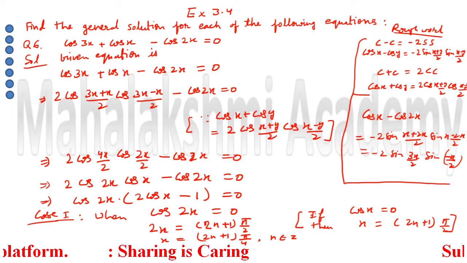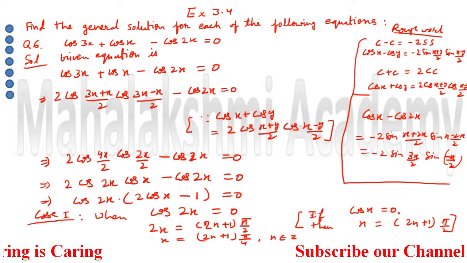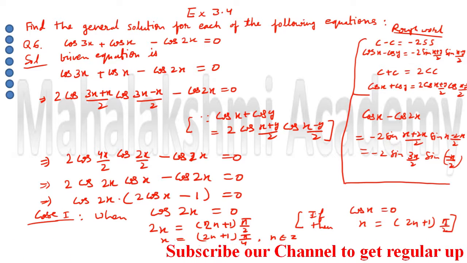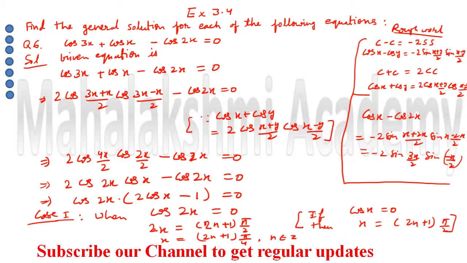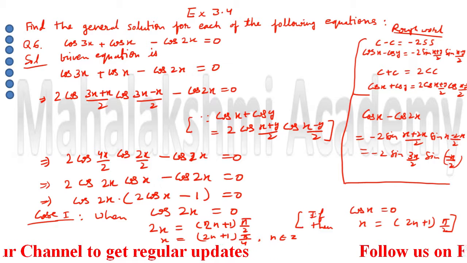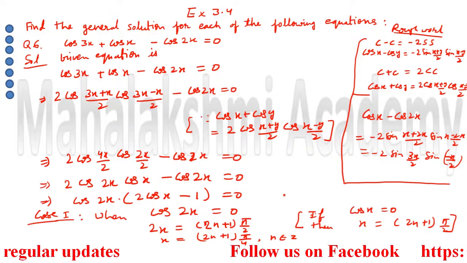So this case first is completed. I used this formula that if cos x is equal to 0, then x is equal to (2n plus 1) pi by 2. I used this formula here, and since this 2 is in multiply, this 2 shifted down, and so we got pi upon 4. So this is our first case. Now we will move to the second case.